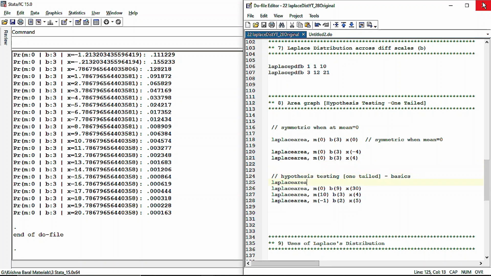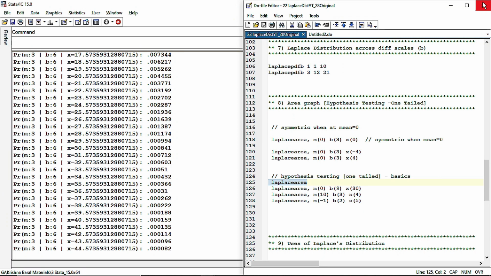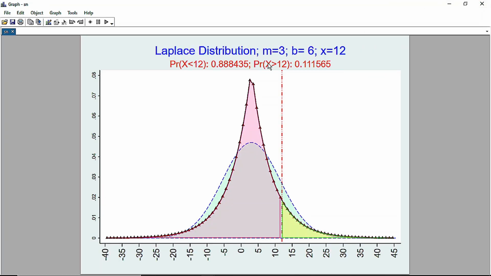So now let us explain hypothesis testing. Only one-tail test. And the Laplace area, this is the program written by Econometrics Melody. We have written it. For the default values of m to be 3 and b to be 6, the location or mean parameter 3 and the scale parameter 6, we are going to test whether x equals 12 is the null hypothesis, and the alternative hypothesis is x less than 12 or x greater than 12. For the alternative hypothesis x less than 12, the area is 89%, just towards the left of this line.